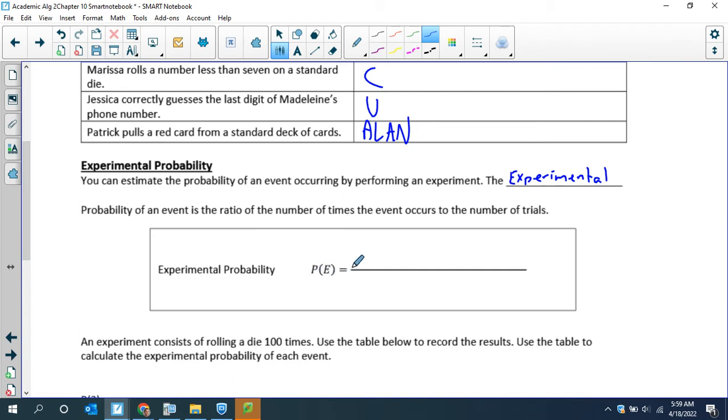So we would say on the numerator, the number of times an event occurs. And then the denominator is the total number of trials.